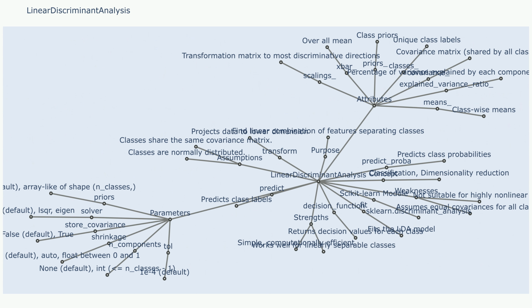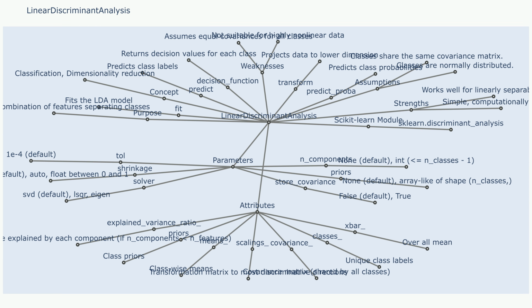Applications. LDA is widely used in various domains, including face recognition, identifying individuals based on facial features; spam detection, classifying emails as spam or not spam; medical diagnosis, classifying patients based on medical data; and image classification, categorizing images based on their content.